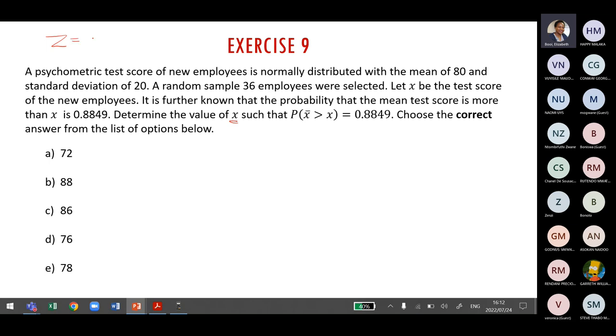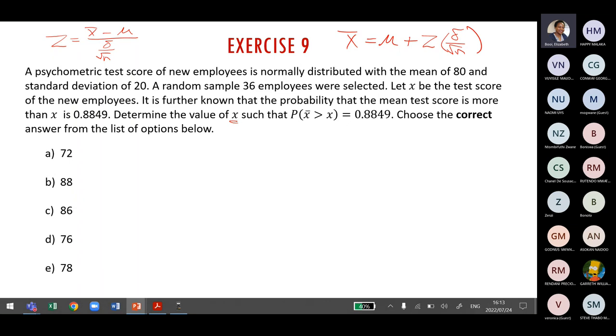Z equals the sample mean minus the population mean divided by the standard error, which is the standard deviation over the square root of n. So if you're going to calculate your sample mean, you need to multiply your Z with the standard error. So we will have the mean plus Z times, you put in the bracket the whole thing, sigma divided by the square root of n. So you will have to do it that way.